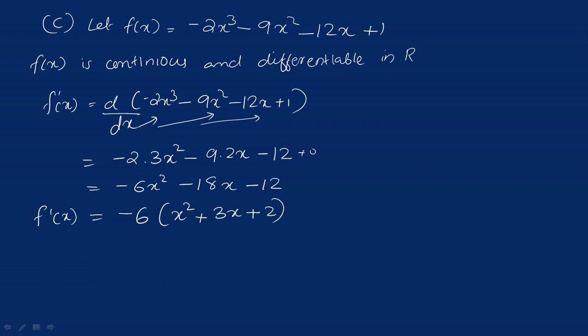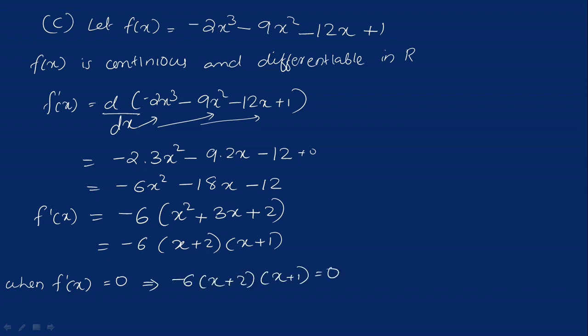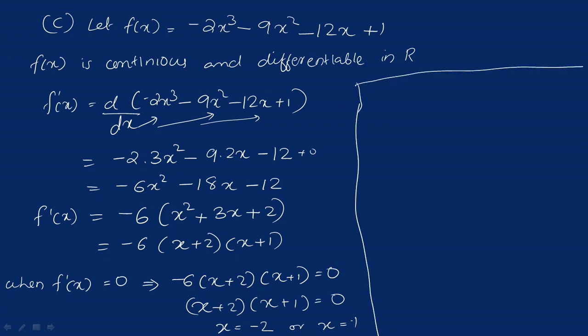Minus 6 is taken outside, so minus 6 into x square plus 3x plus 2. X square plus 3x plus 2 can be written as minus 6 into x plus 2 into x plus 1. So when f dash of x is equal to 0, we can write minus 6 into x plus 2 into x plus 1 is equal to 0. So x can be either minus 2 or minus 1. We have x is equal to minus 2 or minus 1.